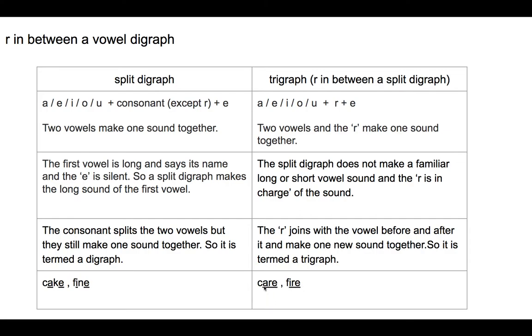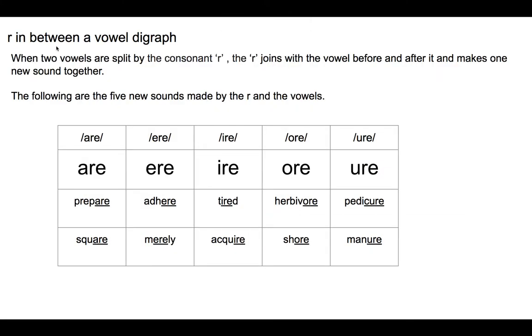Here you could see you have A and E, and it is split by a consonant, but it does not make the sound of a split digraph because the consonant here is R. So this is the difference between a split digraph and a trigraph formed when the consonant in a split digraph is R. So when two vowels are split by the consonant R, the R joins with the vowel before and after it and makes one new sound together.